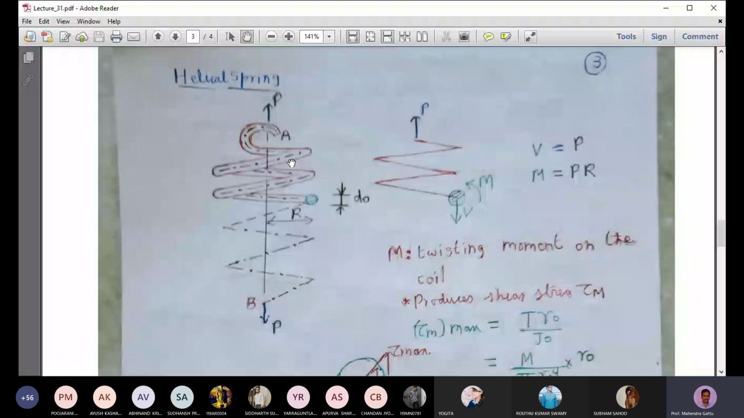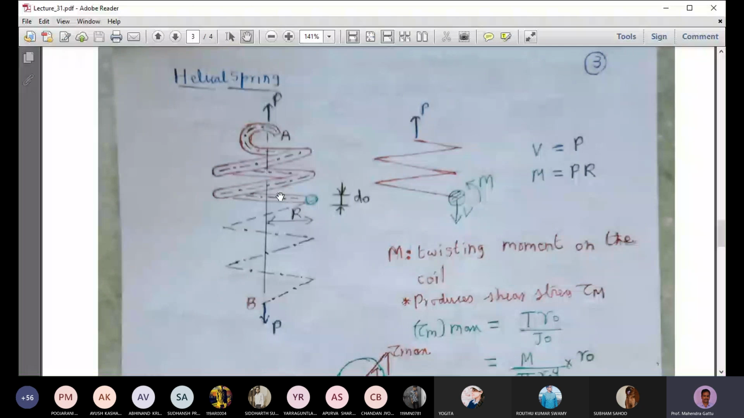So it is made of some material, maybe like steel, and it has this circular cross section. The circular cross section diameter is d0, and it is coiling around that axis, and the radius of that circular coil shape is capital R. So this helical spring is taking some tensile load, or it can take compressive load also. So it is taking some tensile load, and what we are interested in is finding out what is the stress distribution in the coil.